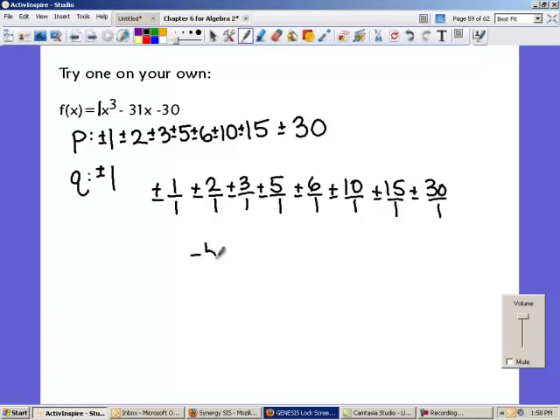I have negative 5, and I have negative 1, and I have positive 6. Keep going until I hit positive 30. And I don't have any more. So I have 3 solutions, negative 5, negative 1, and 6. Those are the real ones of the graph, and these are all the possible ones.